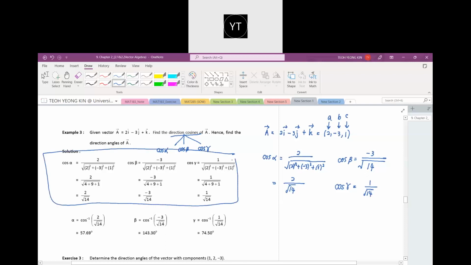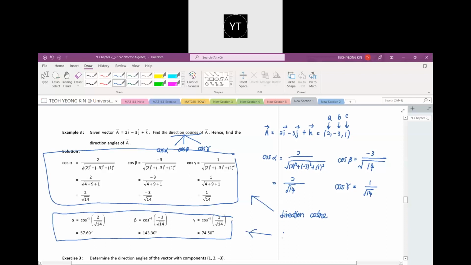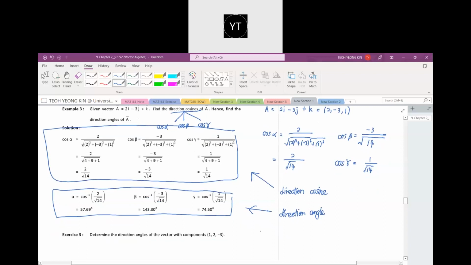These we call the direction cosines. If you want to find the angle, this is the direction angle. Finding the angle is easy. So alpha, the first one, is equal to cos inverse of 2 over square root of 14.